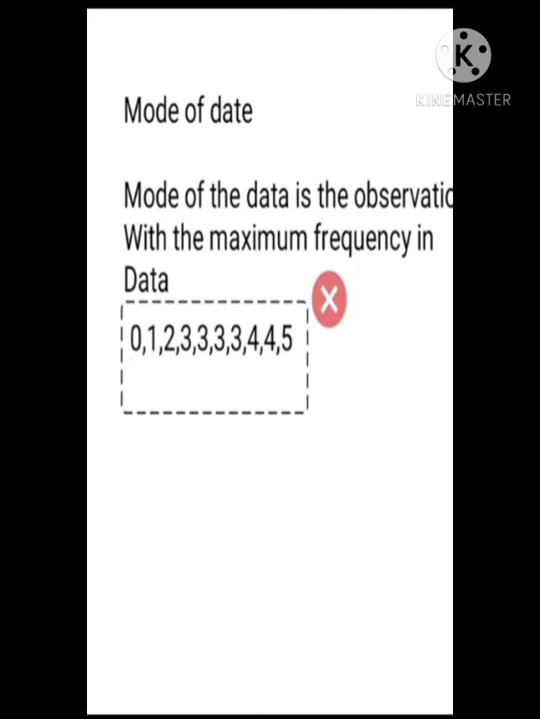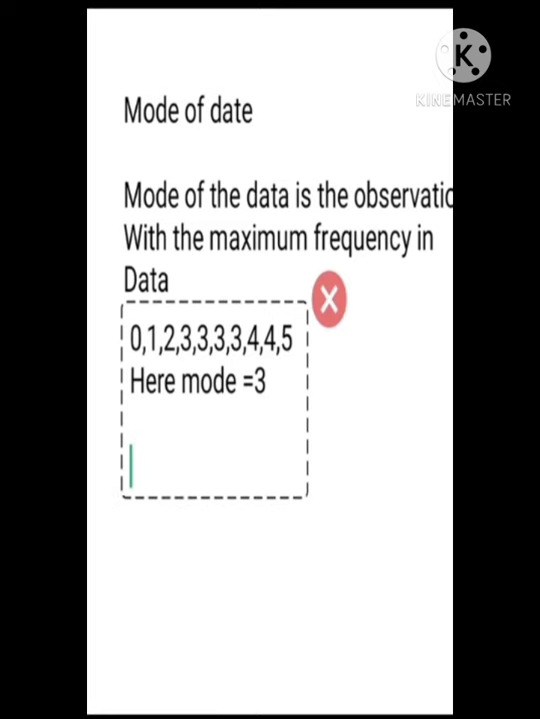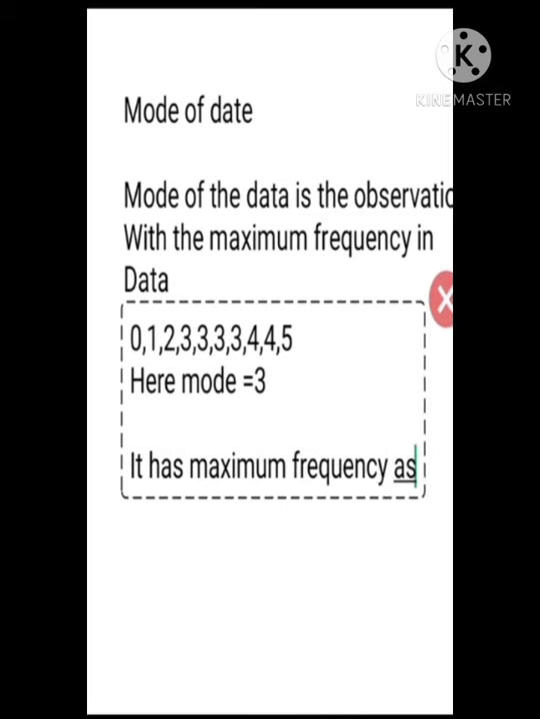Here the mode is equal to nothing but 3. Why? It has the maximum frequency, which is 4.